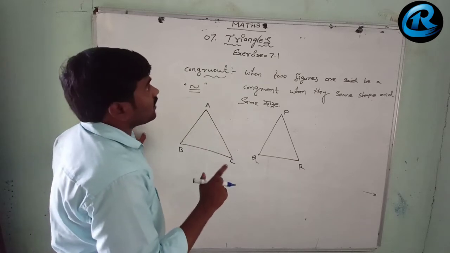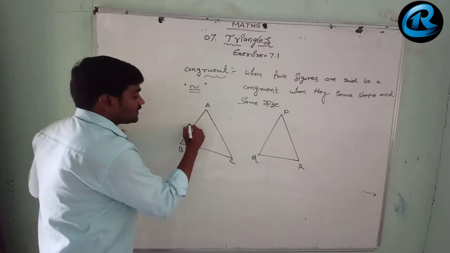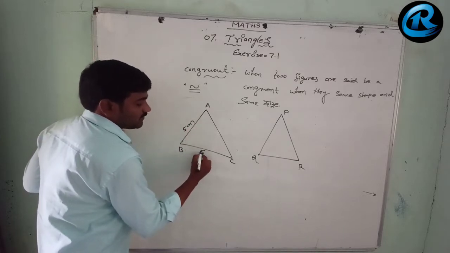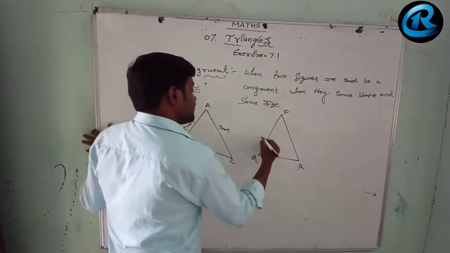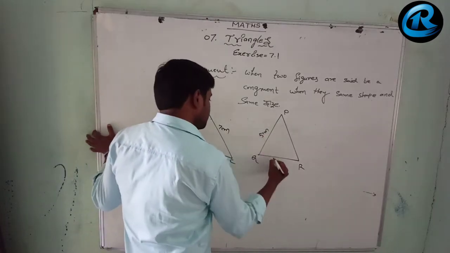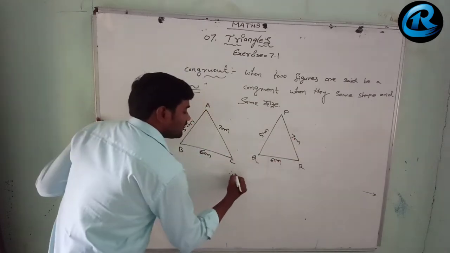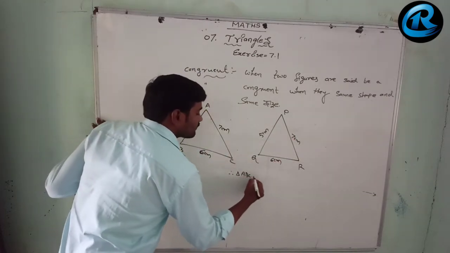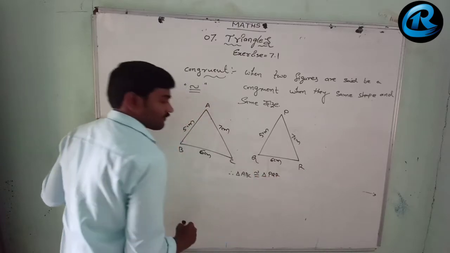These congruence rules we have learned in the 7th class itself. So let us see, suppose the sides are 5 centimeter, 6 centimeter and 7 centimeter. The same if you see here, 5 centimeter, 6 centimeter and 7 centimeter. Now we can say that triangle ABC is congruent to triangle PQR.